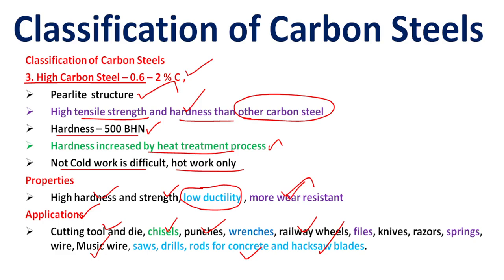Properties are high hardness and strength, low ductility, and more wear resistance. Applications are cutting tools, dies, chisels, punches, wrenches, railway wheels, files, razors, springs, wire, music wire, saws, drills, rods for concrete, and hacksaw blades.